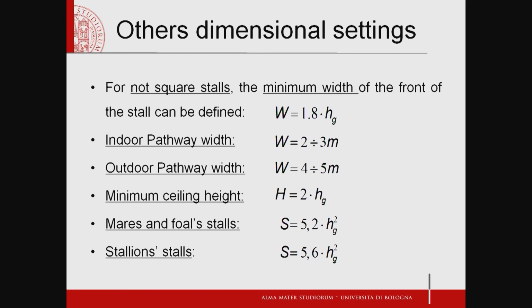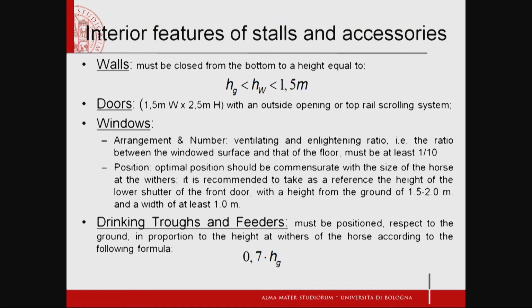For other types of stalls, for example for mares and foals and stallions, these surfaces are defined in the same way, but with an increasing factor that accounts for the presence inside the barn of bigger animals. For interior features of the stall and accessories, for example, walls must be closed from the bottom to knee height, equal to 1.5 times the height at the withers. For doors, the optimal dimensions are 1.5 meters for width and a height of about 2.5 meters, with an outside opening or top rail scrolling system.